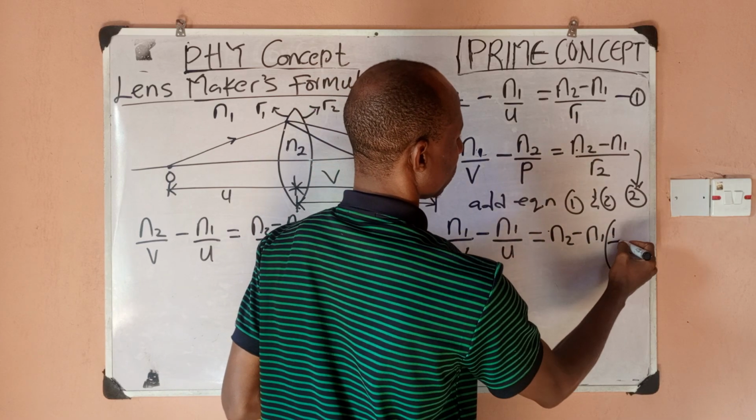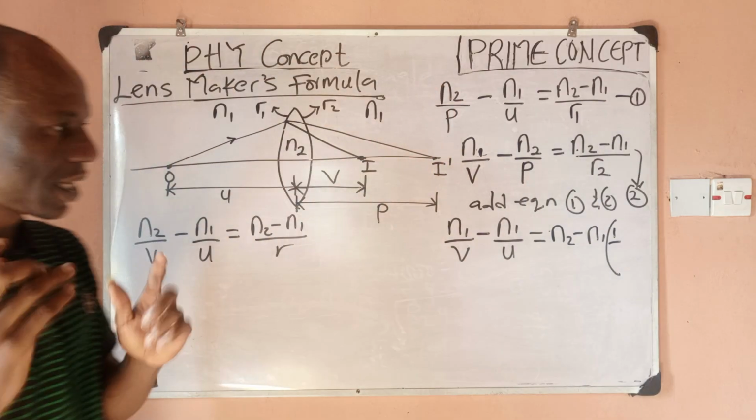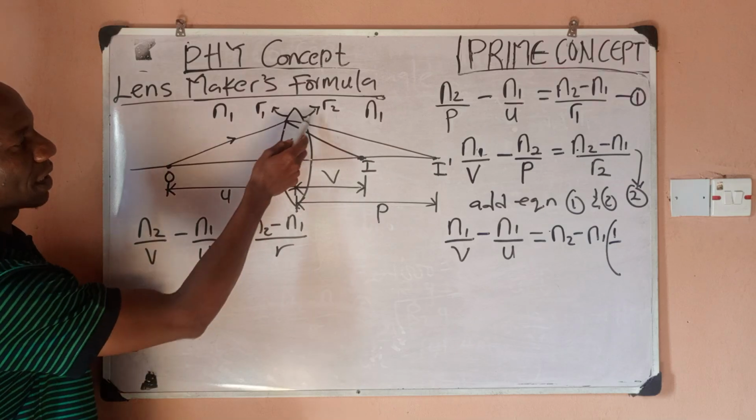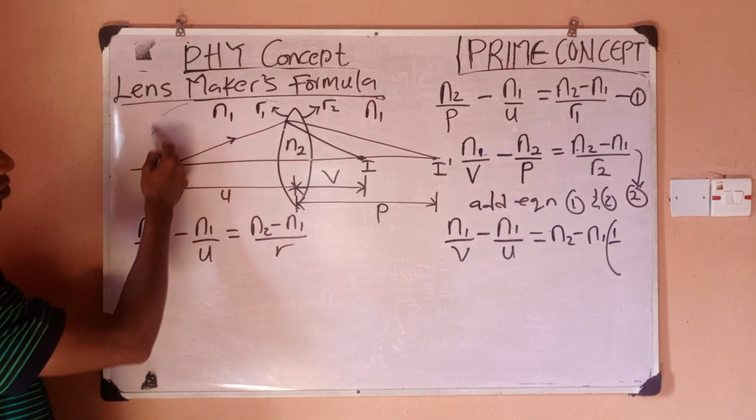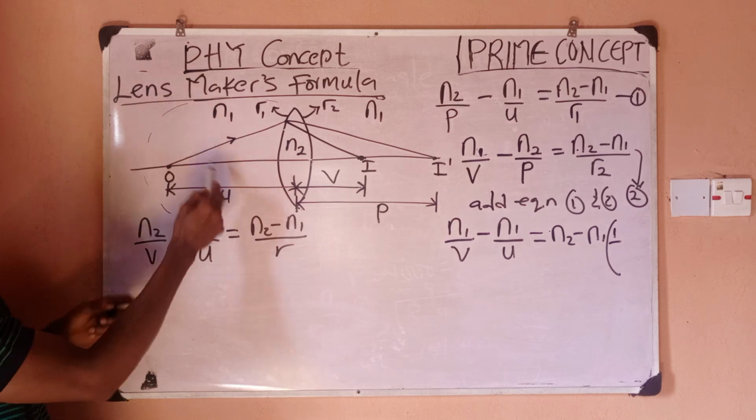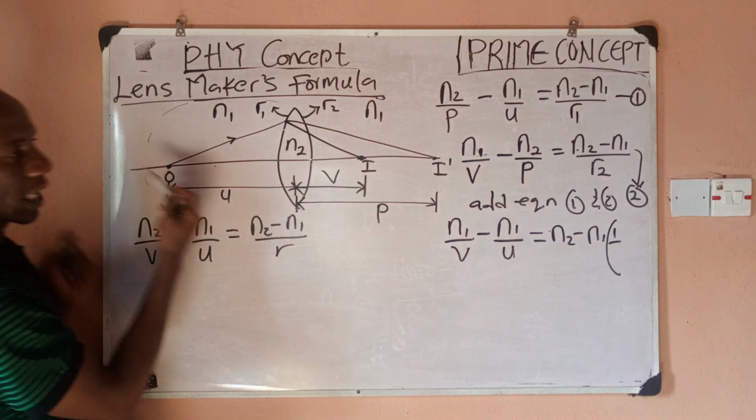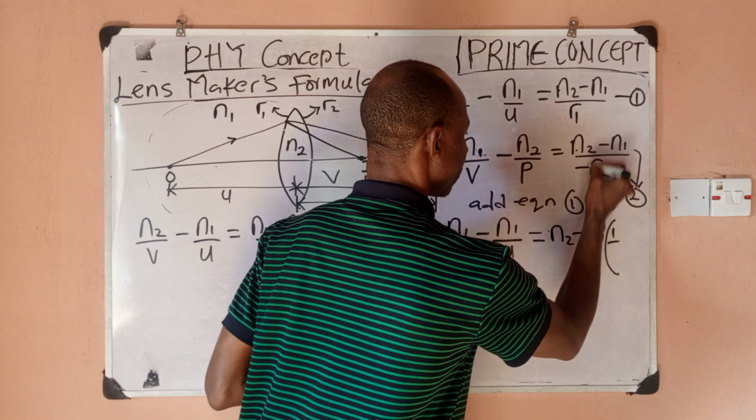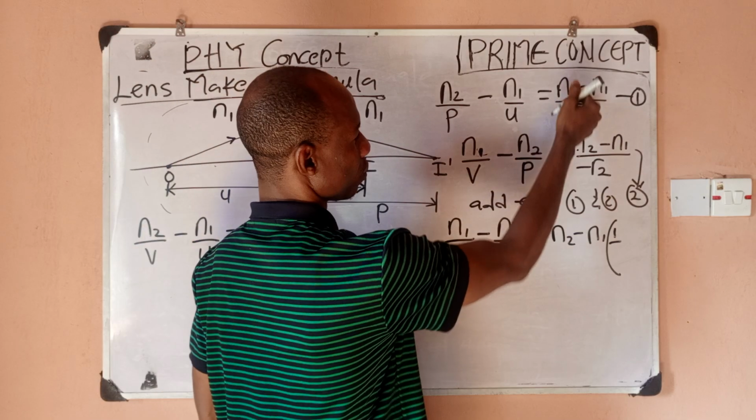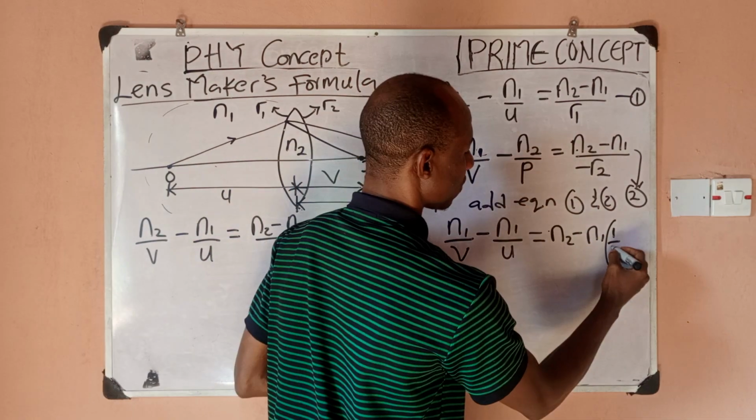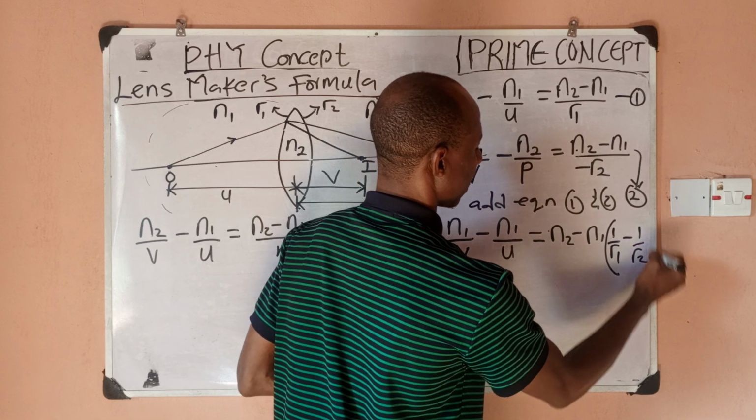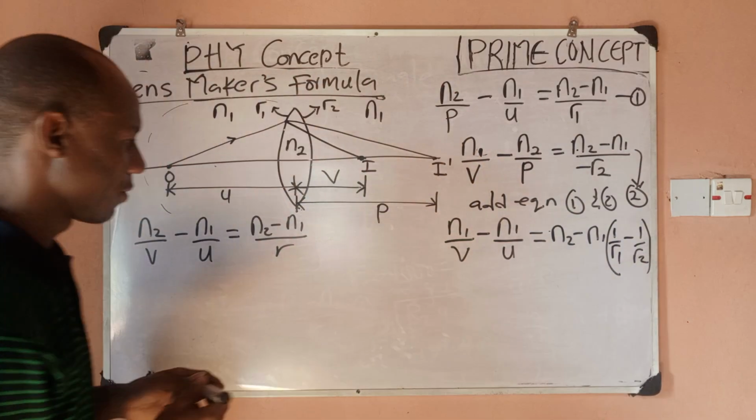1 over, now I omitted something which you should take note of. The radius of my second surface, remember my second surface curves in this direction, so it means that this radius R2 is going to fall into the negative side. So I should use that so that it will be correct. So that when you add these two, you would have 1 over R1 minus 1 over R2. So this is what you would have.